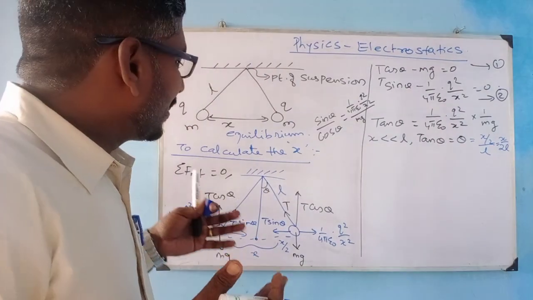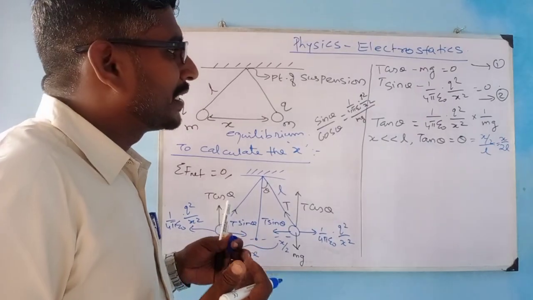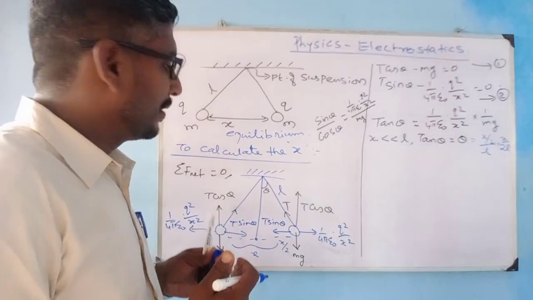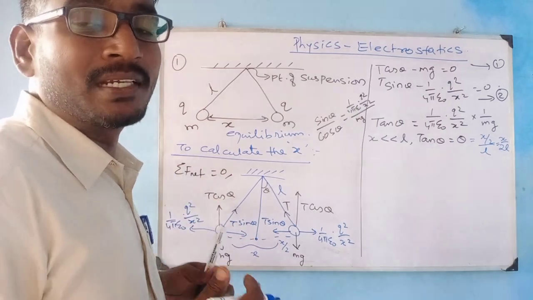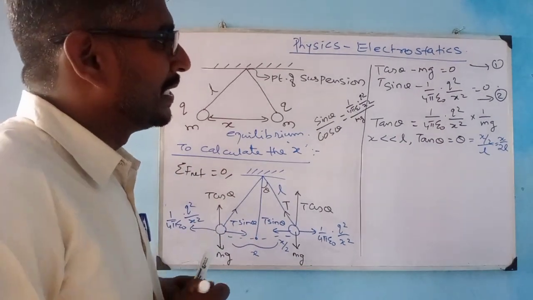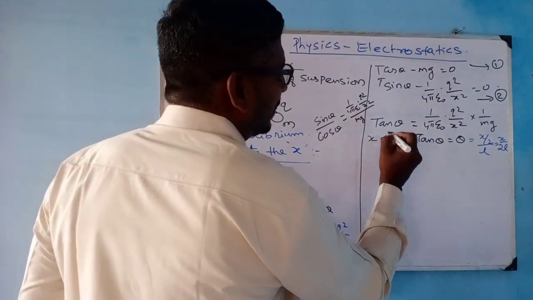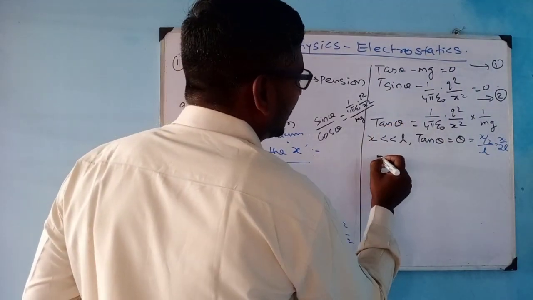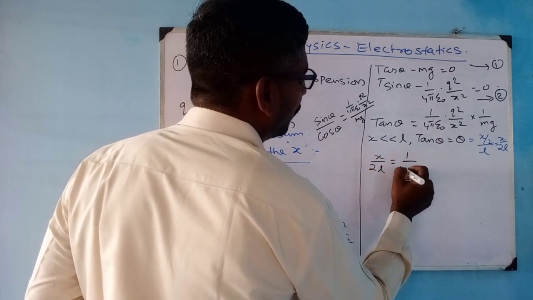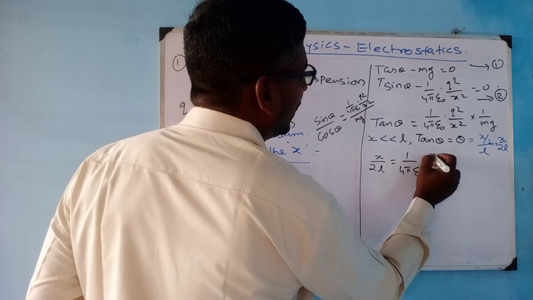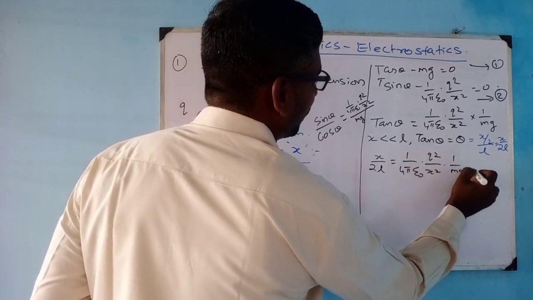This is not a theoretical proof, but from the examination point of view, when they are asking you to find the distance x, we have to approach this method. Now it may look like a lengthier process, but when you come to solving, it is the easiest and simplest one. For example, now I am substituting tan theta as x by 2L, which is equal to 1 by 4 pi epsilon naught q square by x square into 1 by mg.